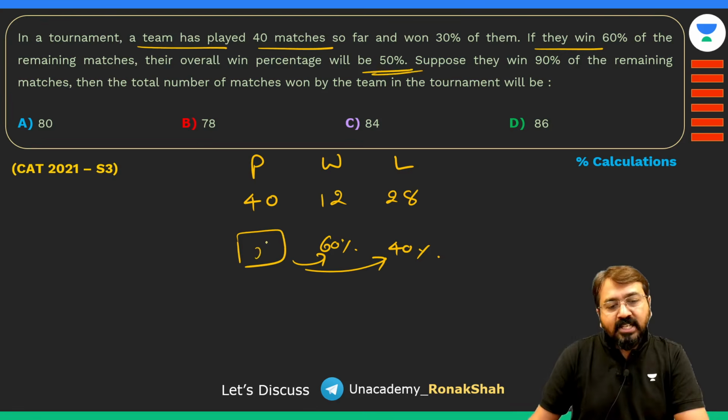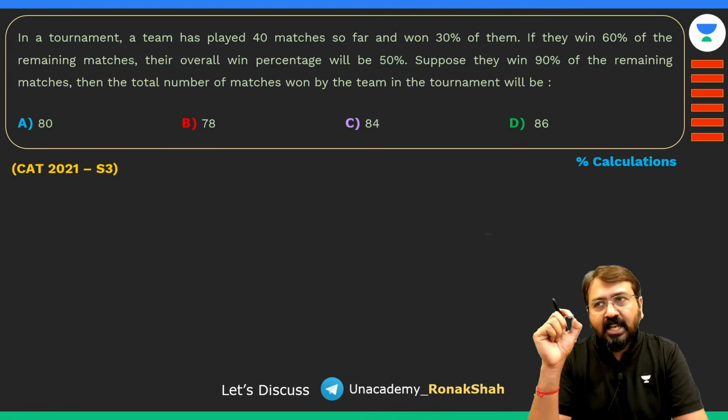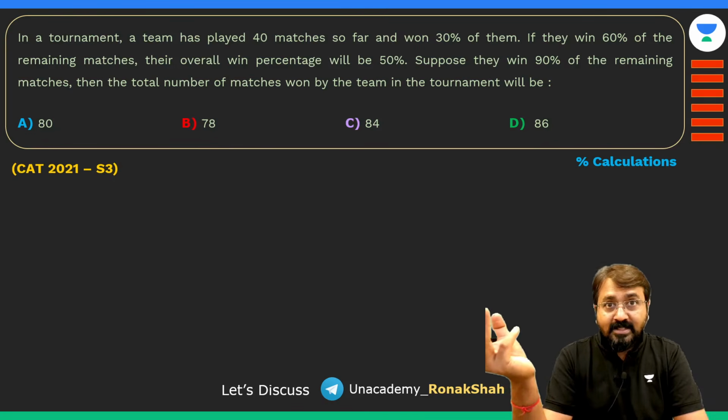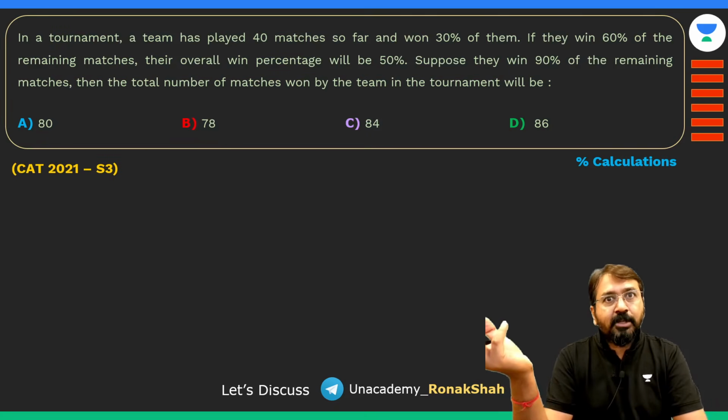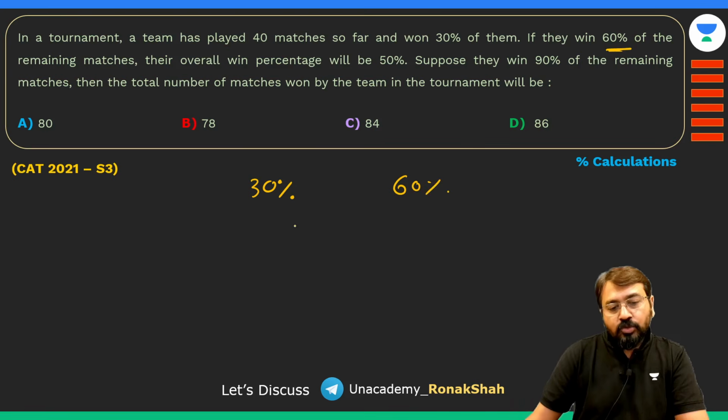Now I'll have to take some variable over here, and I hate variables, right? So what I'll do is I'll think something. Okay, can I do something differently? Yes, mixture allegation is coming to my mind. Can I say because of these two different win percentages, first you won 30% of the matches and then you are winning 60% of the matches. Okay, so your average win percentage is coming out to be 50%, right?